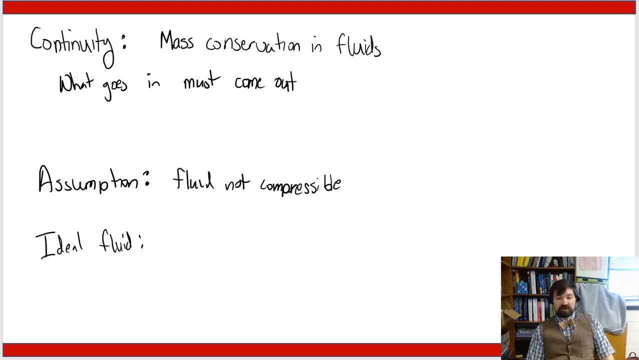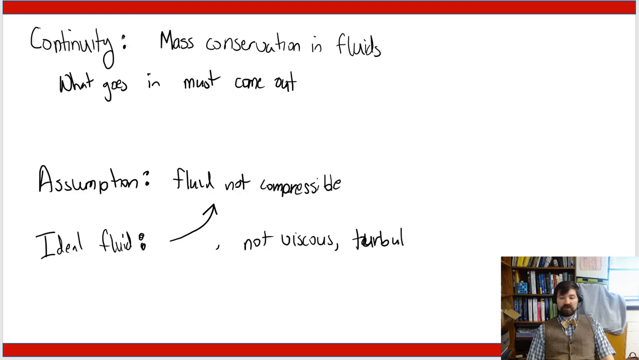There are some other assumptions. We want in today's video to basically consider what is called an ideal fluid. An ideal fluid has a few properties. One of them is that it's not compressible. Another is that it's not viscous, and in fact, we'll consider viscosity in a future video. It is not turbulent, so there's no turbulent flow to it. This basically means that the flow is what's called laminar. So this is basically what is meant by an ideal fluid.